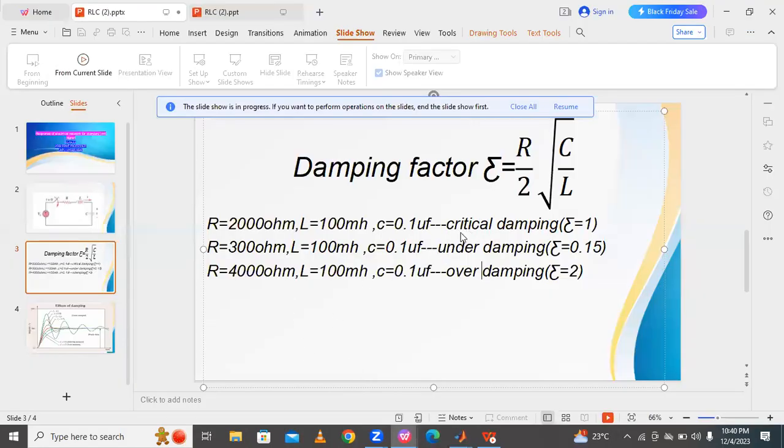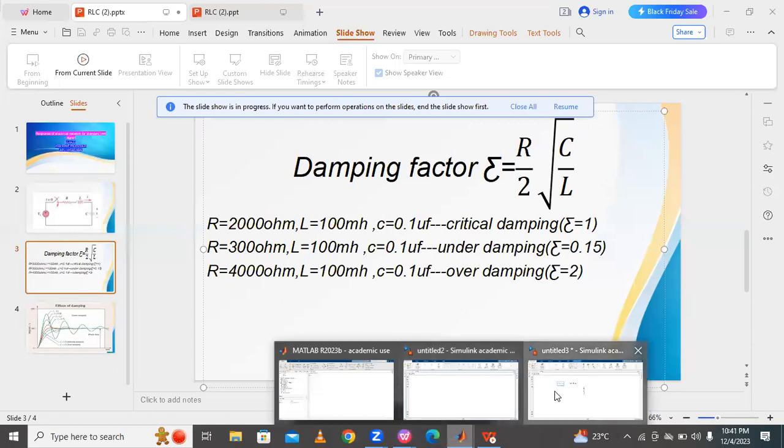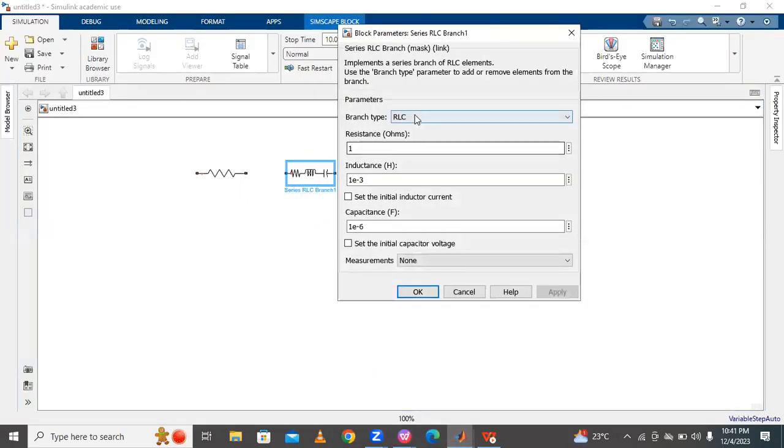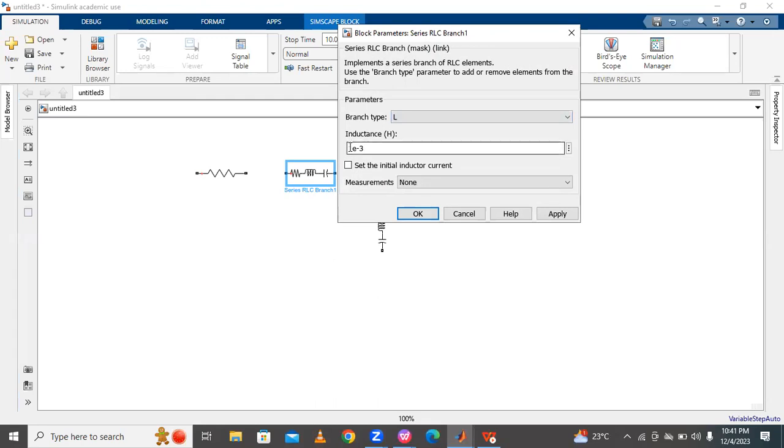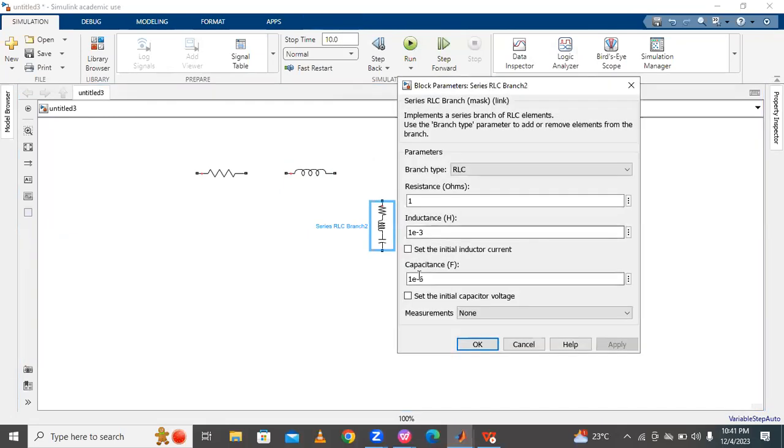For example, first we consider an underdamped system, with resistance 300 ohms. Apply, and then OK. Then what is this L? L is 100 millihenry, that is 100 into e power minus 3, called millihenry. And capacitance is 0.1 microfarad.